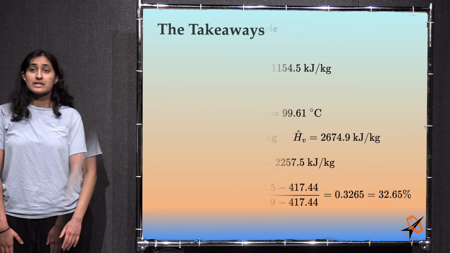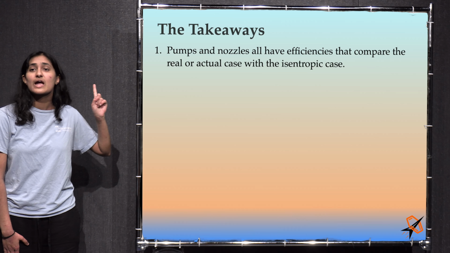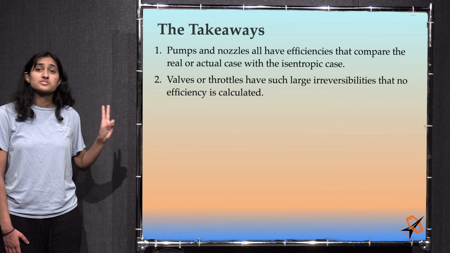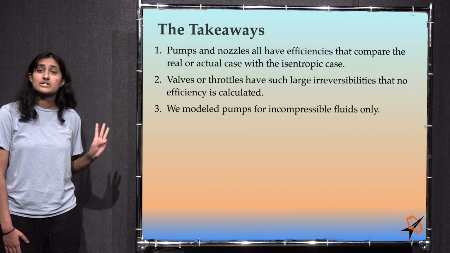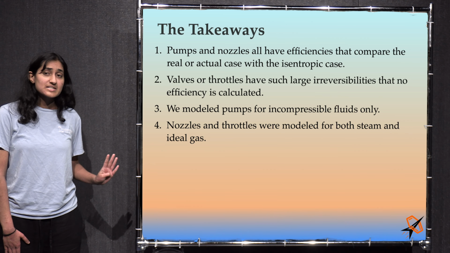The takeaways from this video are: 1. Pumps and nozzles all have efficiencies that compare the real or actual case with the isentropic case. 2. Valves or throttles have such large irreversibilities that no efficiency is calculated. 3. We modeled pumps for incompressible fluids only. 4. Nozzles and throttles were modeled for both steam and ideal gas.